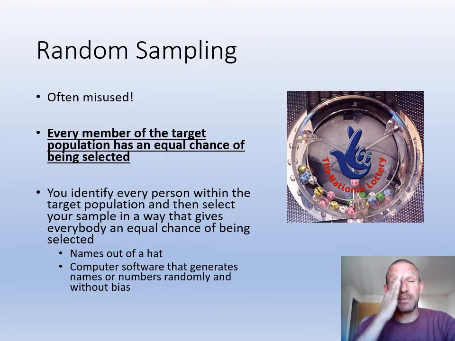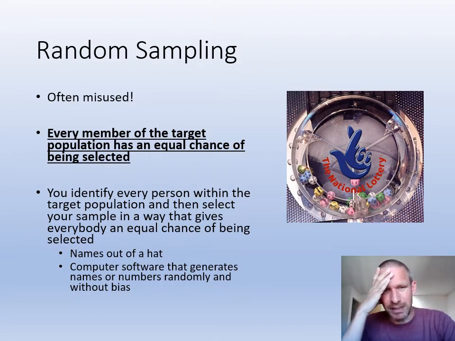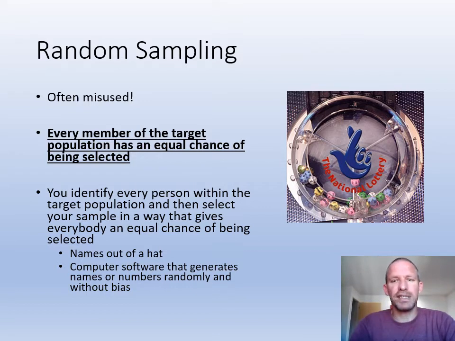So the first one, random sampling. Now I have put this in bold underlined. People throw in random sample quite liberally, and it's a very specific thing. So this is the key thing. Every member of the target population has an equal chance of being selected. Sometimes there's a scenario where they stop people on the street and say, oh yeah, it's a random sample because it's just random people. No, it's not. That's something else. So random sample, everybody in the target population has an equal chance of being selected for the study.